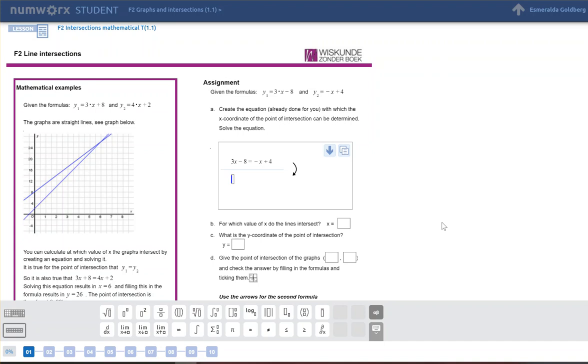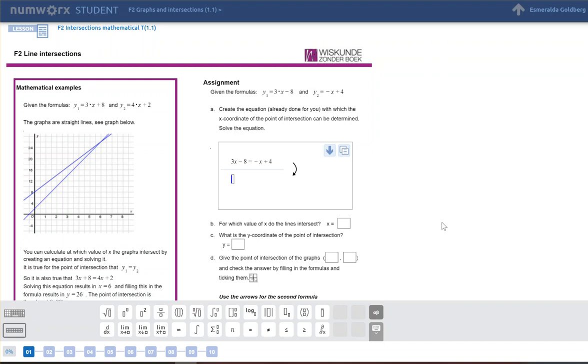In this video, I will explain Activity 4 of Module F2, Graphs and Intersections. Now, this activity is pretty similar to the previous one, Activity 3, where we had to find points of intersection for two given formulas.